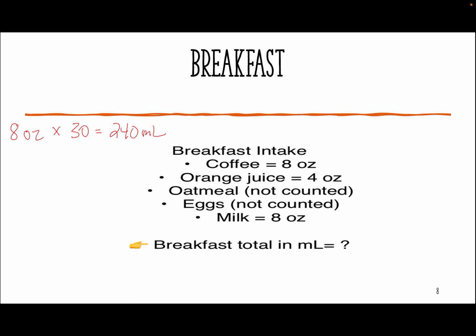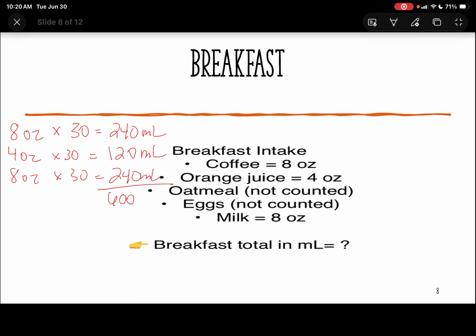Okay. I could do that for each one, and I'm just going to write it out on this one for us. So the next one was the orange juice, which was 4 ounces times 30 equals 120 mLs. And then the next thing my patient had was milk, which was 8 ounces times 30, and we have 240 mLs. Okay, once I have that, I can add that all up, all right? And I should have got 600 mLs, right? So that's one way you can calculate it.